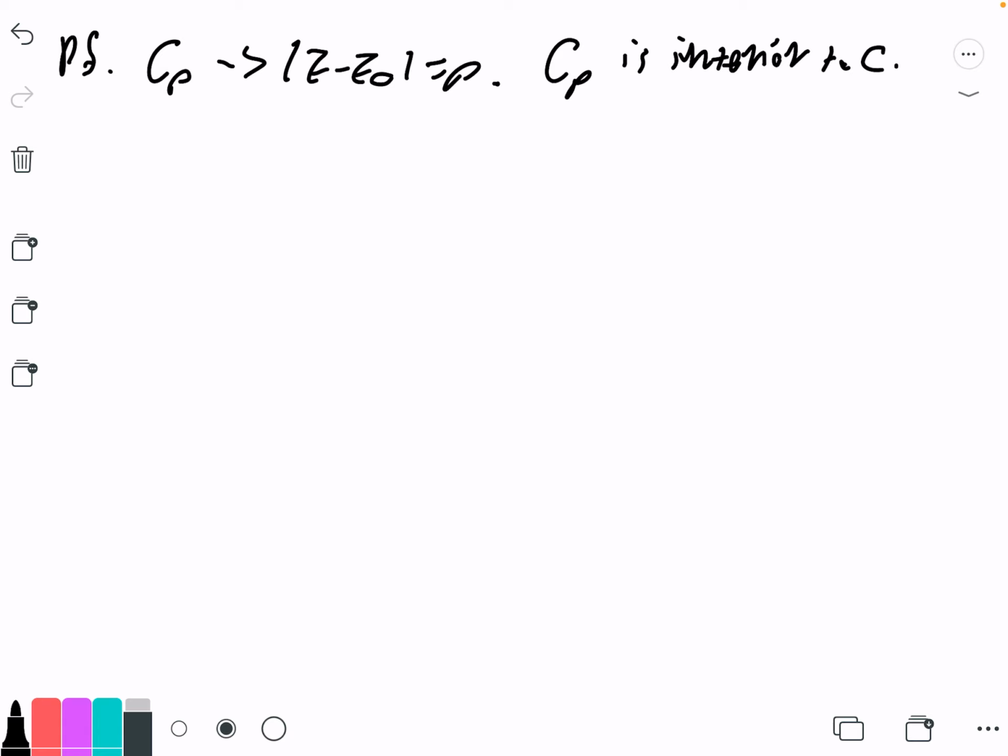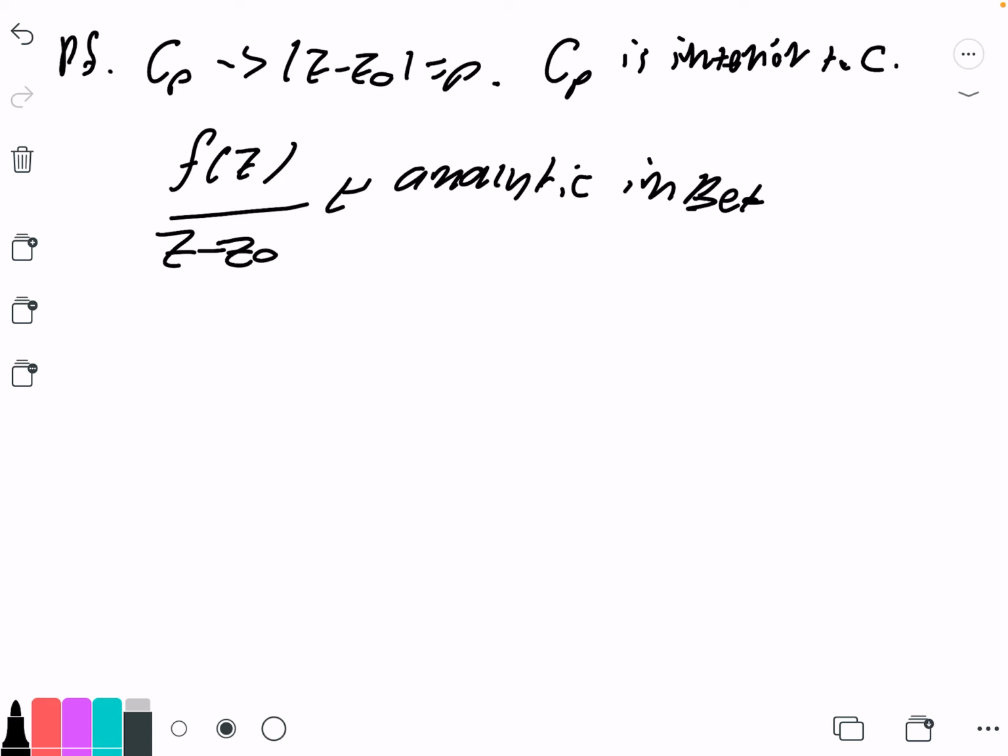So let C rho denote the positively oriented circle such that the modulus of z minus z0 is equal to rho. And we're going to suppose that C rho is interior to C. And we're going to note that f of z over z minus z0 is analytic in between C rho and C. Now, using a different result called the principle of deformation of paths, the contour integral of this quotient on both C and C rho have to be equal.